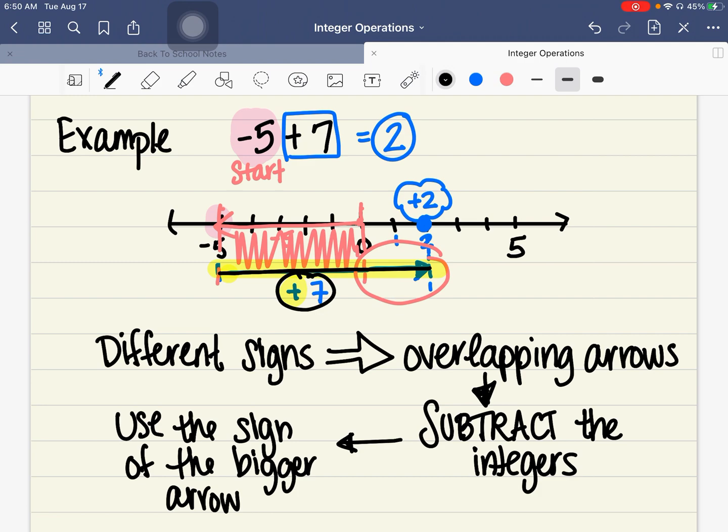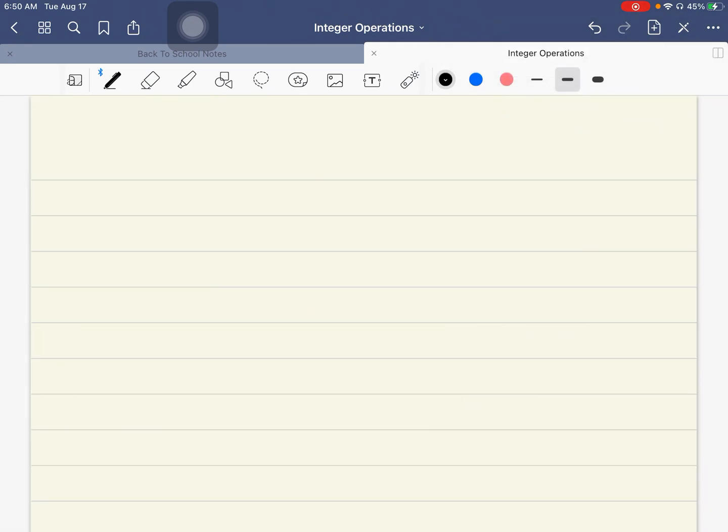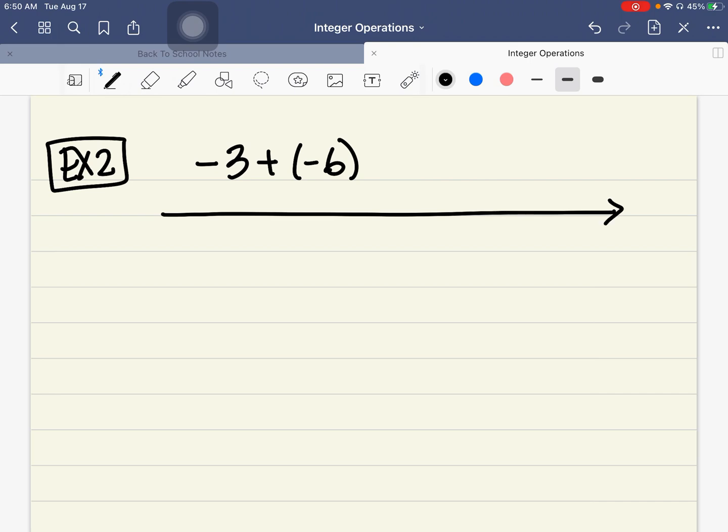All right, so what happens if the signs are the same? So this is example 2, let's say we have -3 plus -6, something like that. So let's look on a number line.